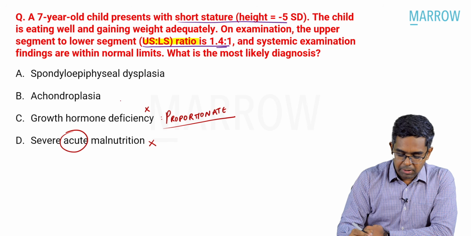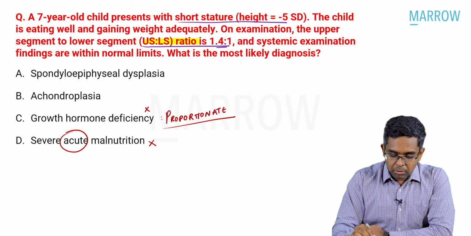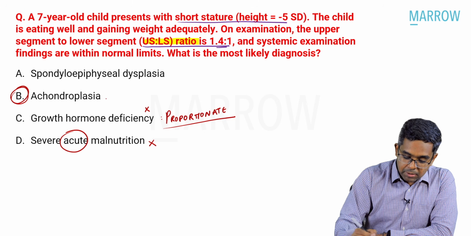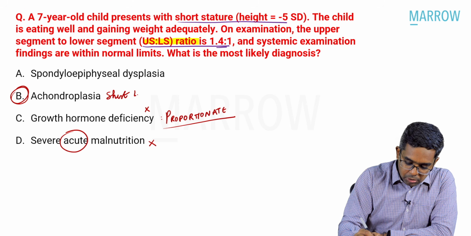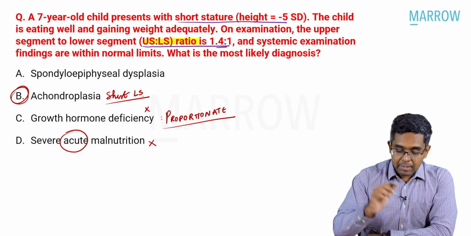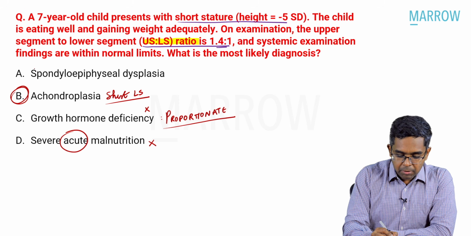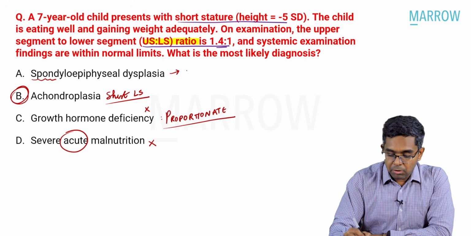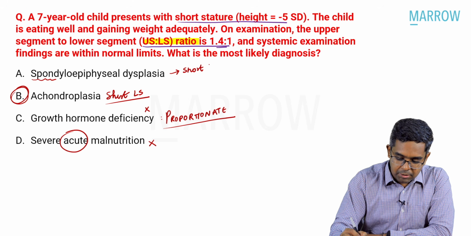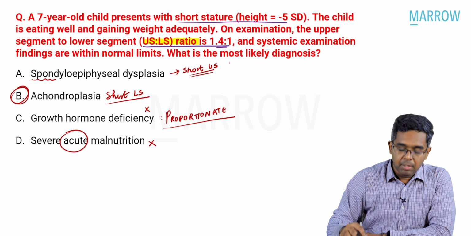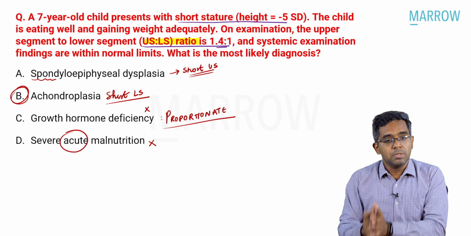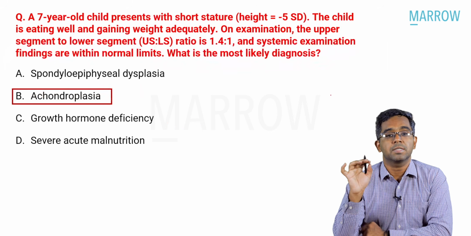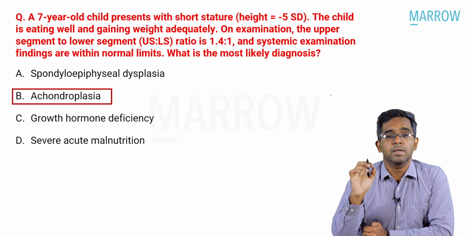or the lower segment. So now tell me, out of these two, spondyloepiphyseal dysplasia and achondroplasia, which is the answer? Answer is achondroplasia because that is only characterized by short lower segment of the limbs. Whereas if it is spondyloepiphyseal dysplasia, spondylo means something related to the vertebra. Vertebra related problems always will cause short upper segment short stature. But in our question, it is short lower segment short stature only. So that is why the final answer for this particular question is option B, which is achondroplasia.